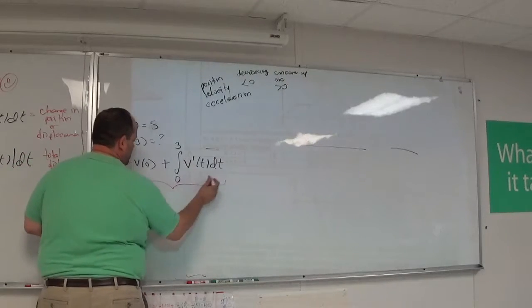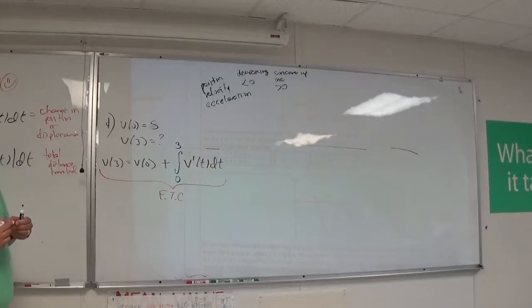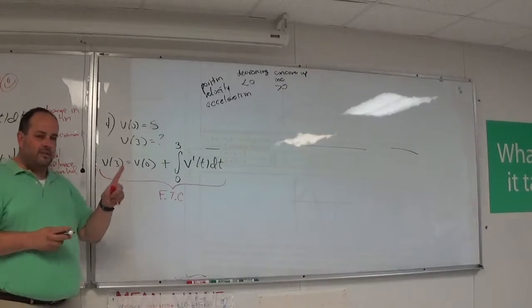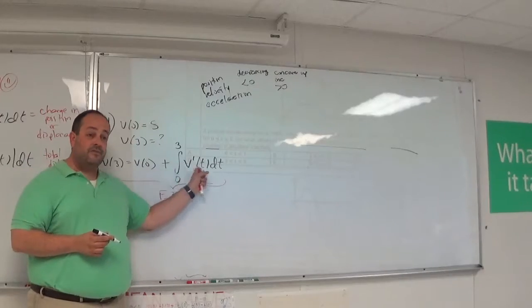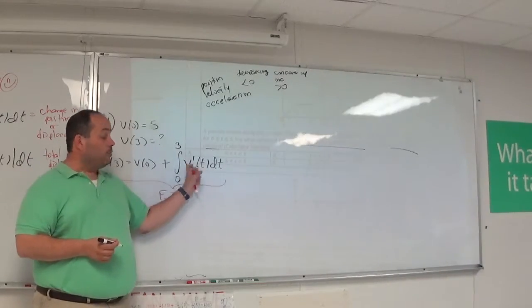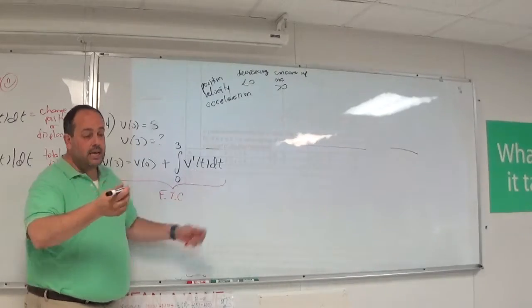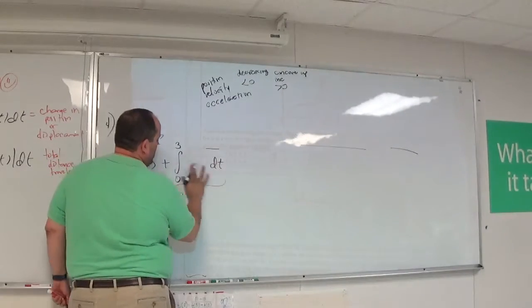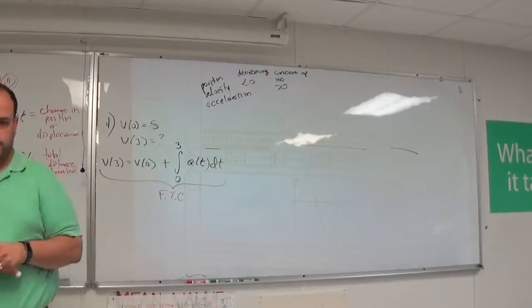This is your fundamental theorem of calculus. That's how it works: F of b equals F of a plus the integral of the derivative of F. I wrote derivative of velocity, but you have another name for this: acceleration. But I wanted to write it that way so that you'd see why that works.